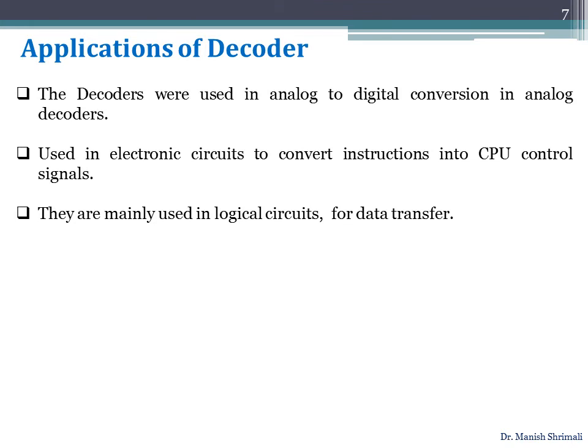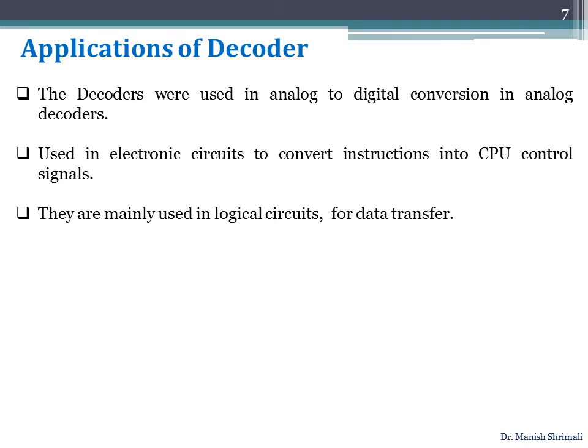Next, the various applications of decoders are: decoders were used in analog to digital conversions in the analog decoders. They are also used in electronic circuits to convert instructions into CPU control signals, and they are mainly used in logical circuits for data transfer. Based on the same logic with which we constructed this 2 to 4 line decoder, I suggest you go for the 3 to 8 line decoder and the 4 to 16 line decoder. If you come across any problem, do let me know.